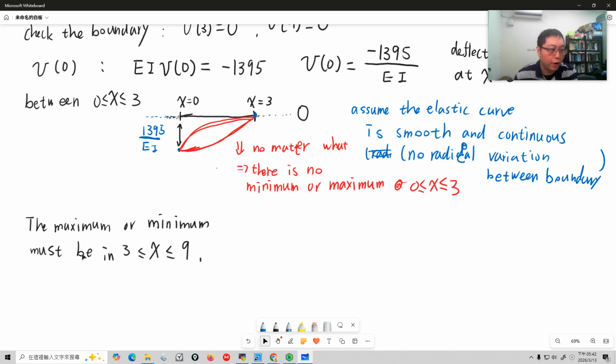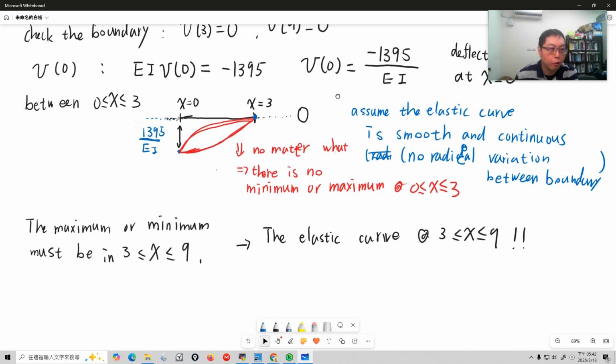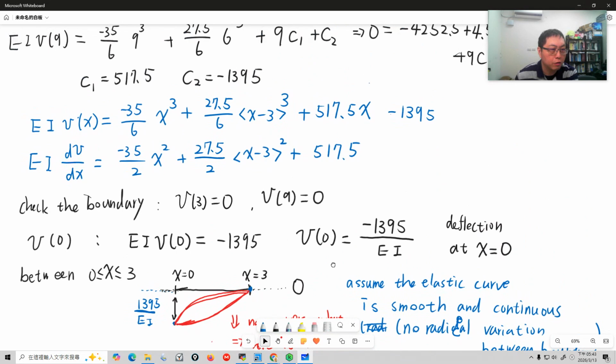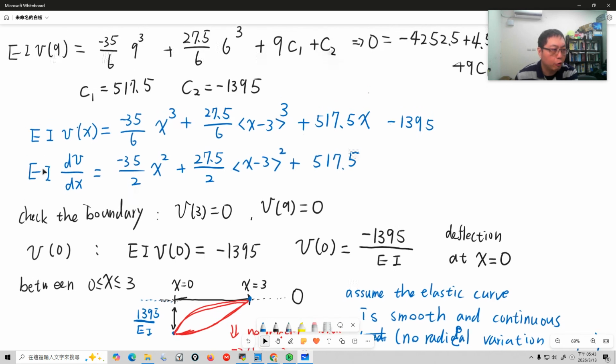So let's find the elastic curve for x between 3 and 9. We already have the elastic curve function, it is here, and we also have the first derivative of the elastic curve function here.